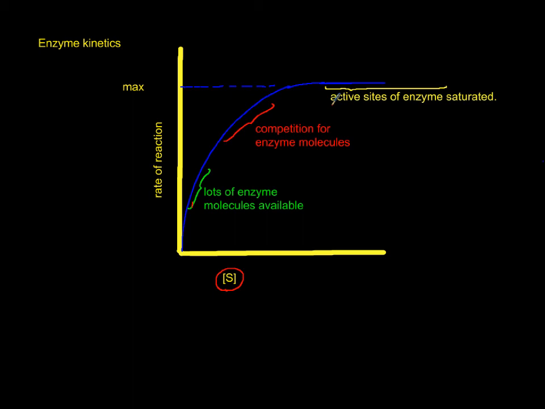Eventually, all active sites of enzymes are saturated, and that's where you get the maximum rate or speed of the reaction. When there is no more free enzyme, they're all saturated, so once they produce a product, they have to start over again. So there is always a maximum rate for a reaction that is enzyme dependent.